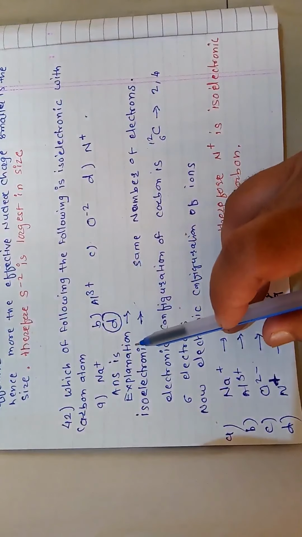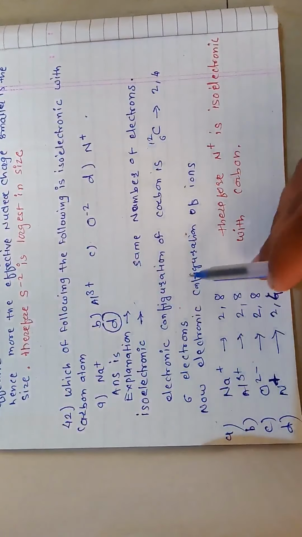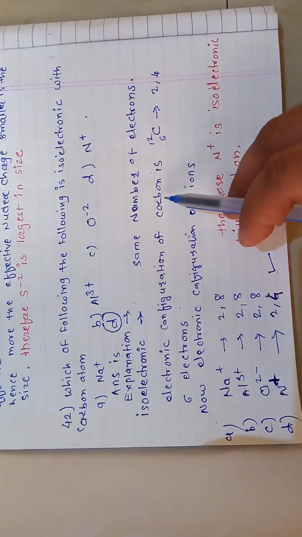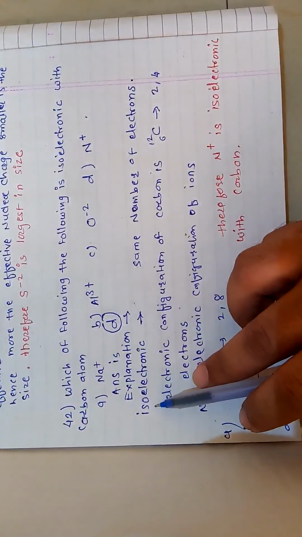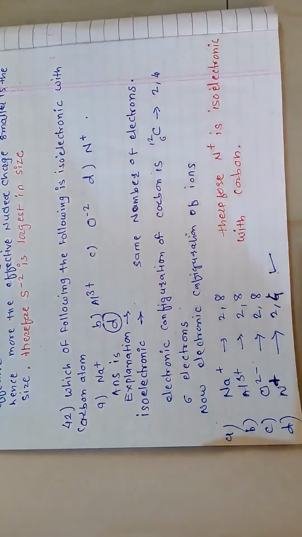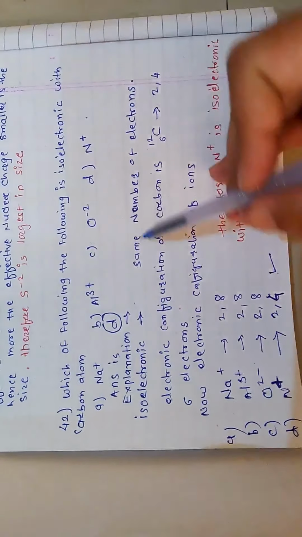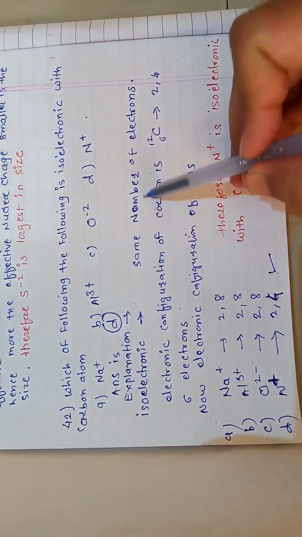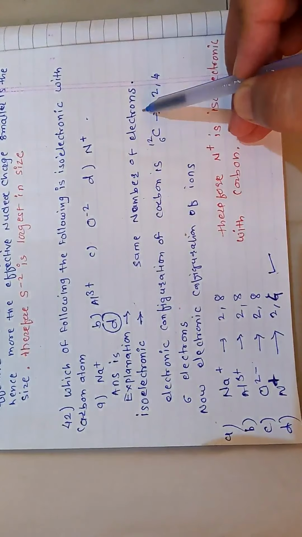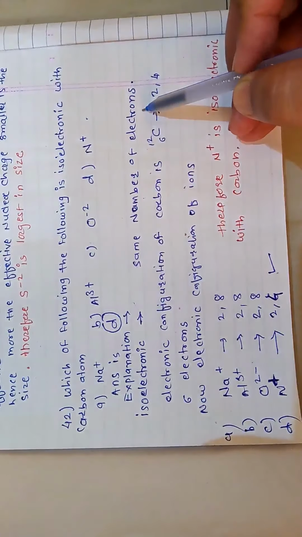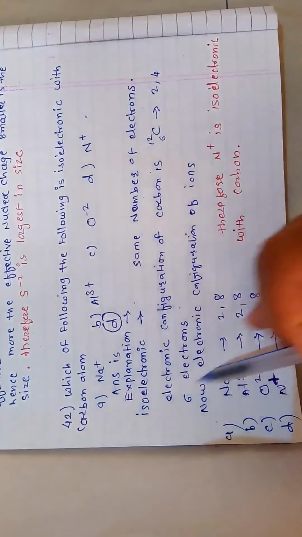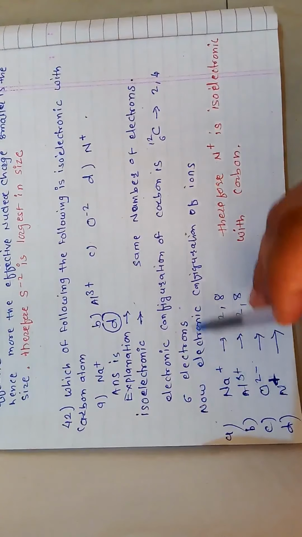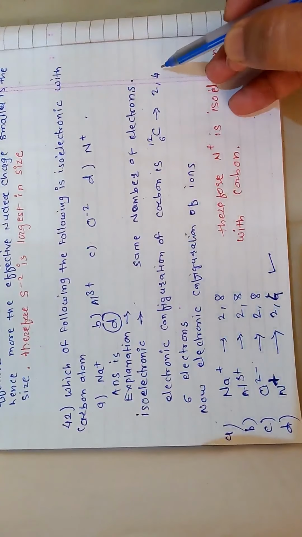Again we can explain the correct answer on the basis of electronic configuration, but before that let us see what does isoelectronic mean. Isoelectronic species are those species which having same number of electrons. So from the options we have to find out the species which is having same electrons as that of carbon atom. So the electronic configuration of carbon atom is 2, 4.